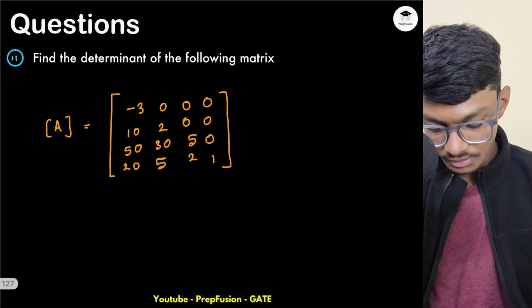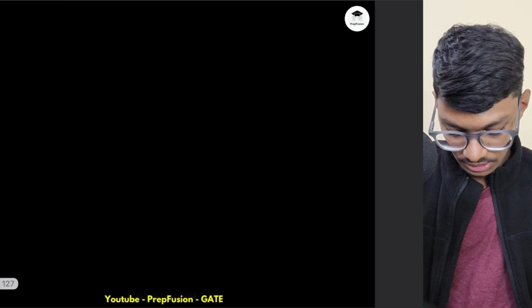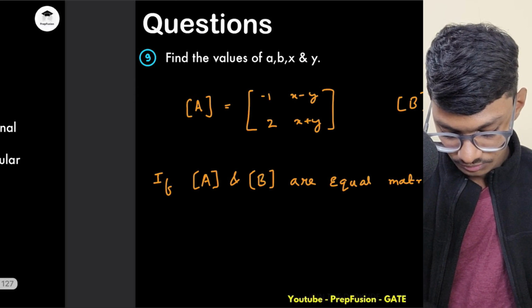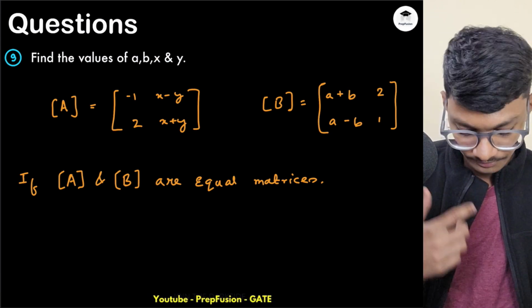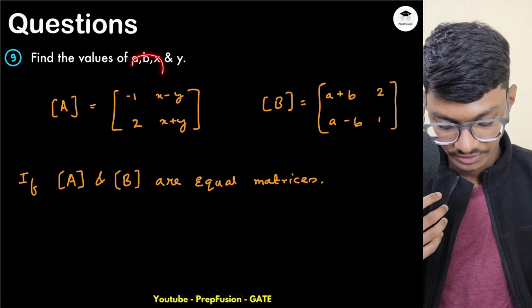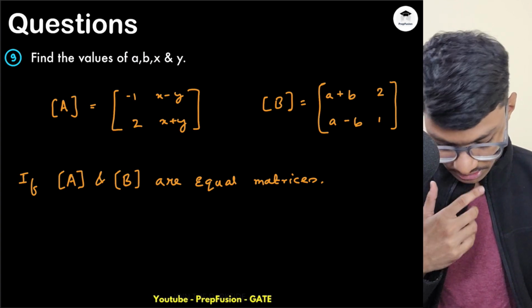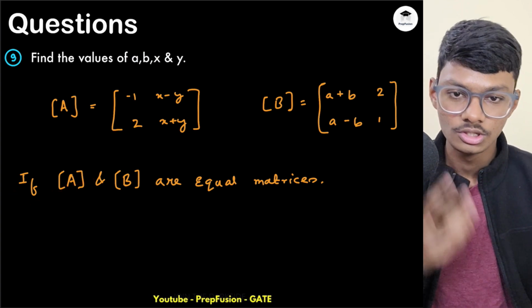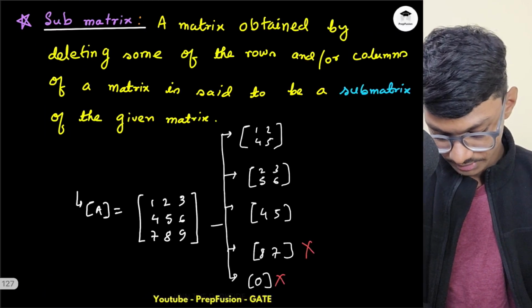Okay. So let's start with the questions. This was the question. Here, what do you have to do? You have to find the value of a, b, x, and y. It is given that A and B are equal matrices.